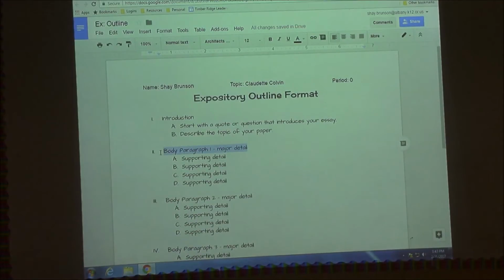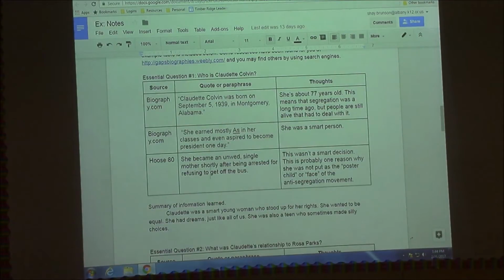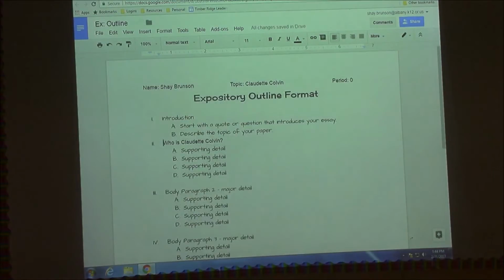Well, first, I put my question there. Who was Claudette Colvin? Now, I have a few sets of notes here. So what I'm going to do is take these notes and turn them into paraphrases that are supporting details. I am going to answer, who is Claudette Colvin?